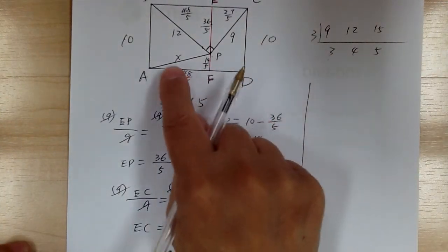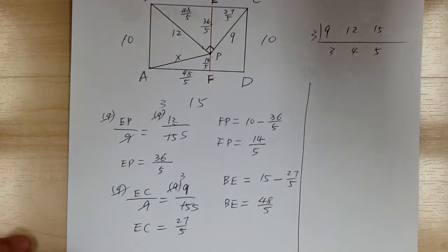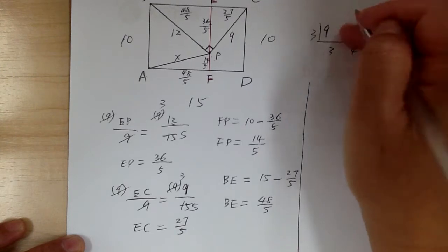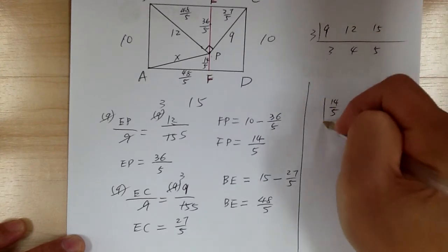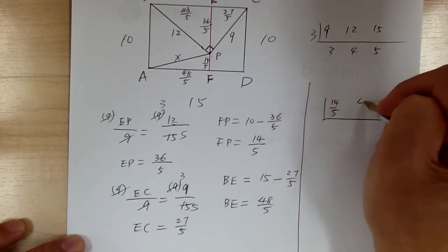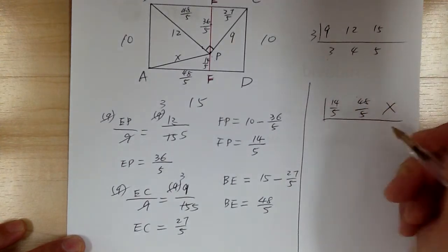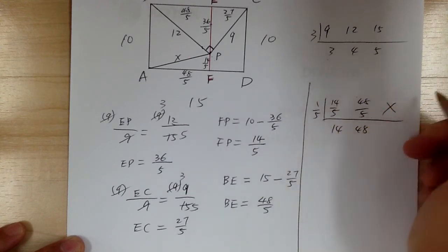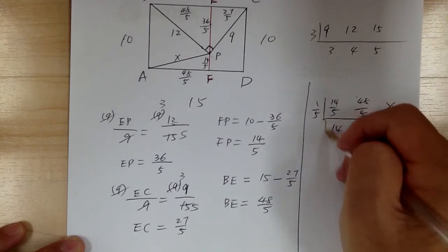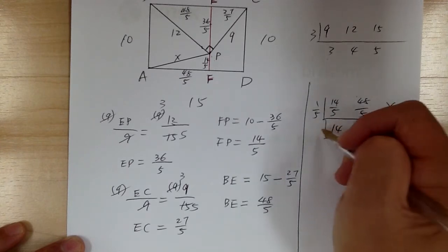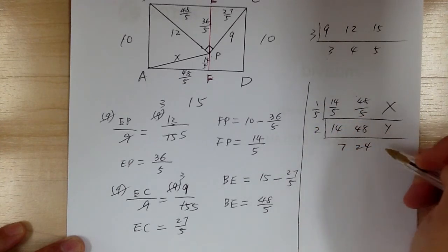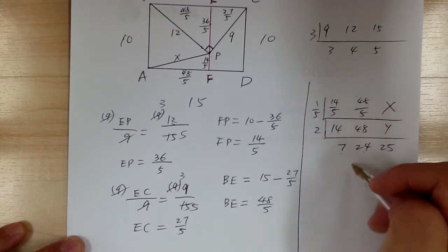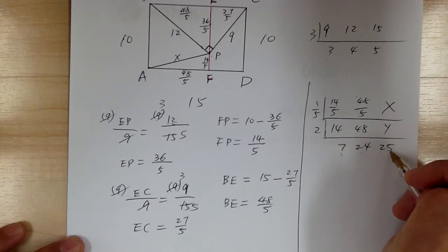Again, you can use a squared plus b squared equals c squared, but the fractions make it a bit messy, so let's use this method. You have 14 over 5, the short leg, then the long leg, and x. Factor out the 1/5, so you get 14, 48, and call this y for now. Factor out the 2, so you get 7, 24. Now you should recognize that this is 7, 24, 25, one of the special triangles.